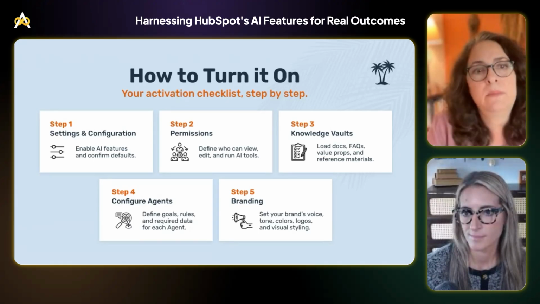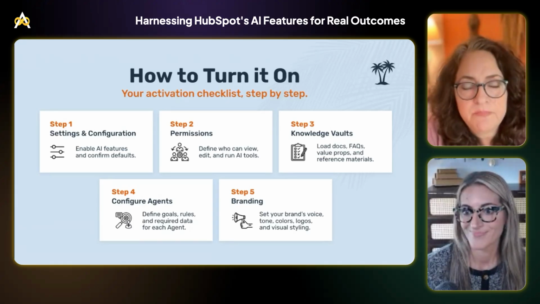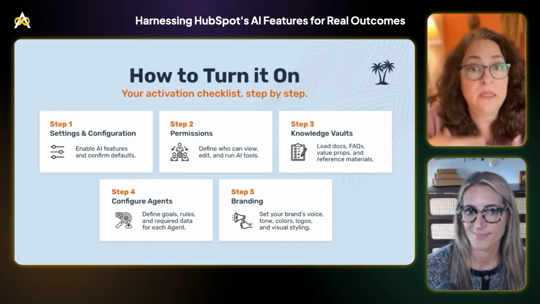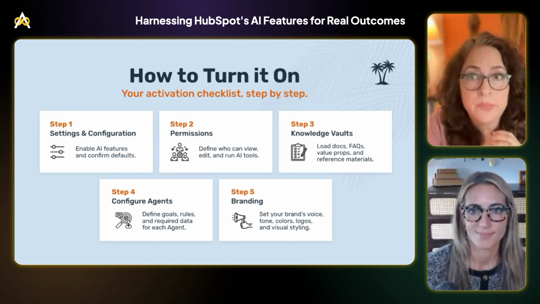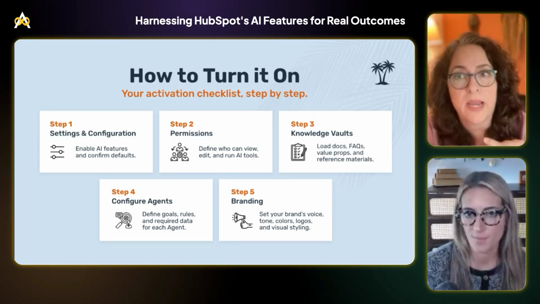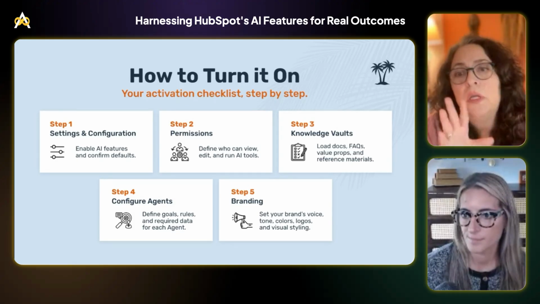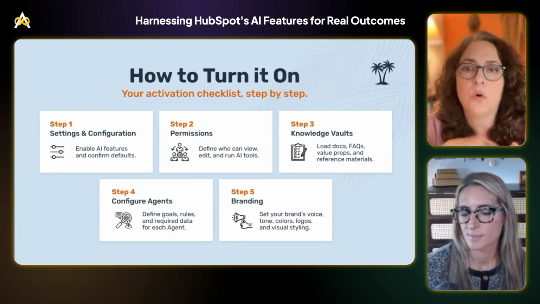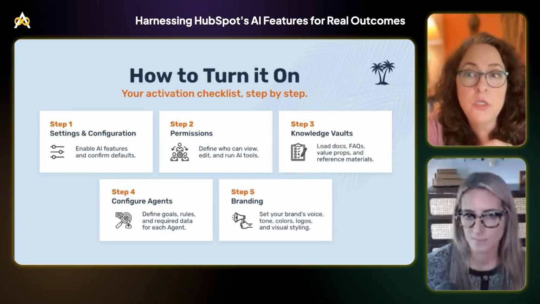What do we mean about step 3, the knowledge vaults? So this is the way that you tell AI the information about you and your business that you want it to use for the various outputs that you're asking it for. So for example, if you sell products, maybe you have sell sheets or product sheets, SKUs.